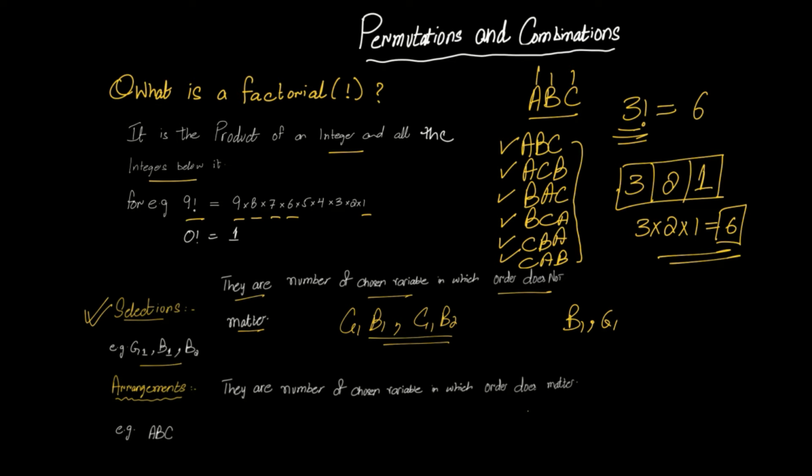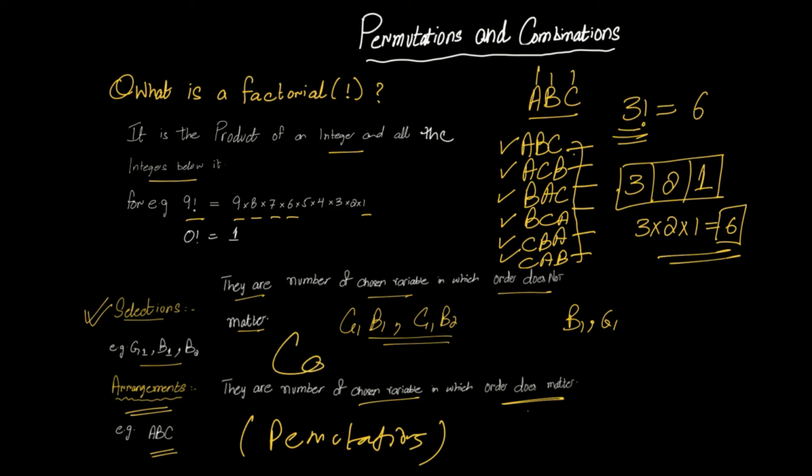Now, what are arrangements? Arrangements are those in which the order does matter. For example, we did ABC, so we can see that the order changes the word. In some cases like these, the order matters. So these are permutations and these are combinations.